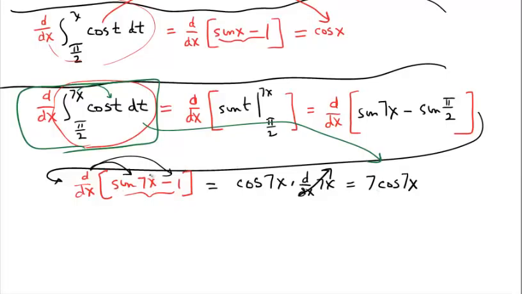Well, if you remember, the 7 came from the chain rule here. The 7 came from the derivative of 7x. 7 came from differentiating the variable limit. The derivative of 7x is 7, so I'm going to put that in the front here. That's my answer.